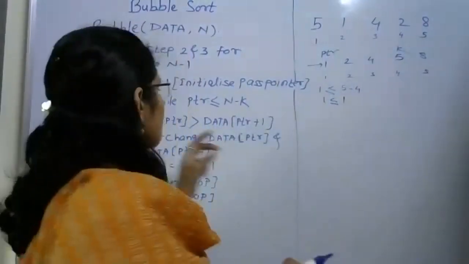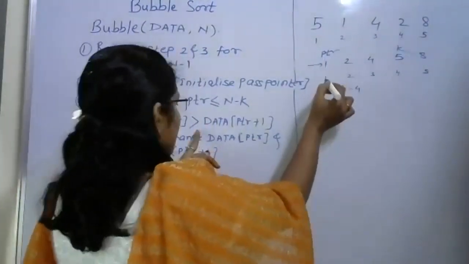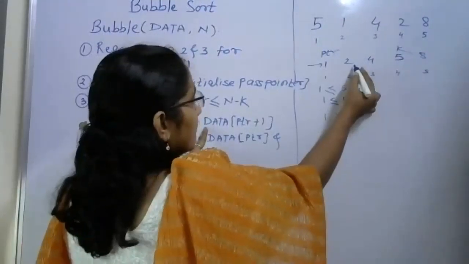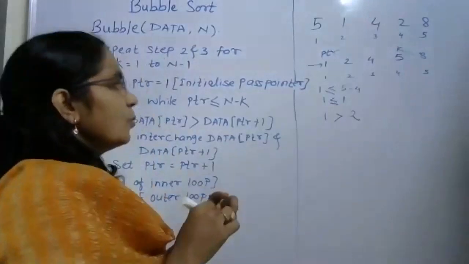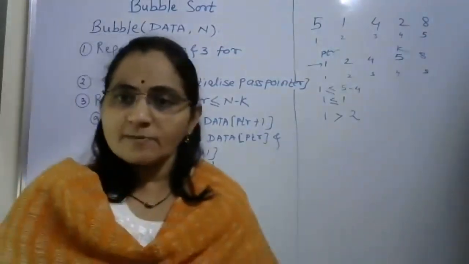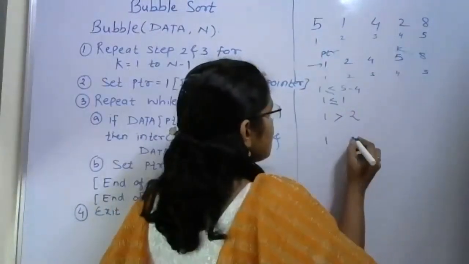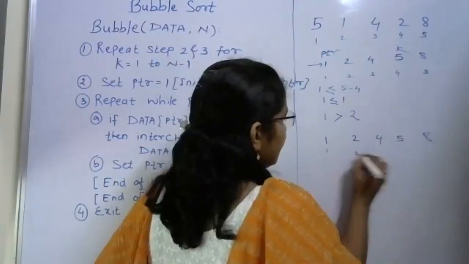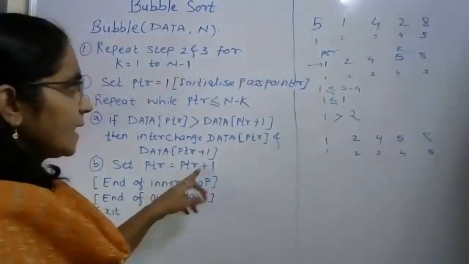This is true, so it checks data of PTR. Initially your PTR is at the first location. Data of PTR is 1, and data of PTR plus 1 is 2. Is 1 greater than 2? The condition is false. If the condition is false, then there is no change. It means 1, 2, 4, 5, 8 stays as it is, and these are the positions. Now set PTR equal to PTR plus 1.